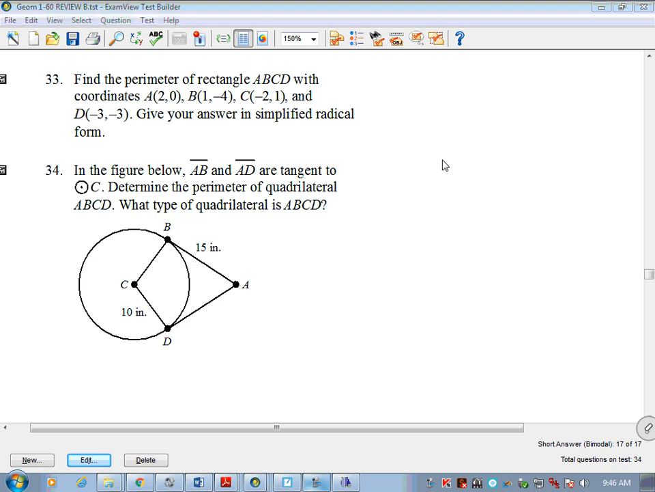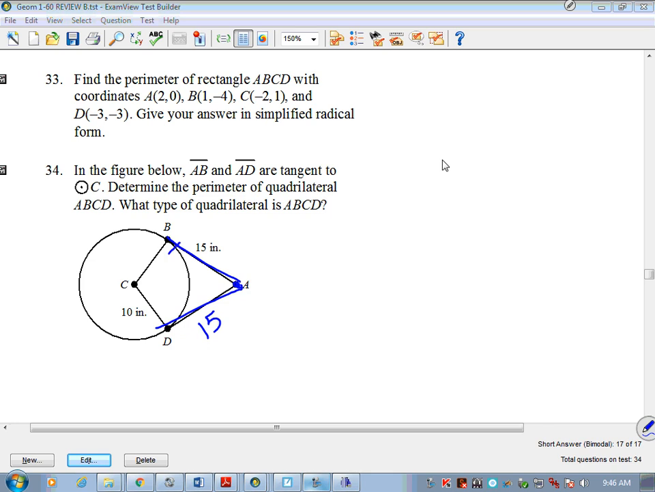34 here says in the figure below, AB and AD are tangent to circle C. Notice that they both come back here, which means I know that AD is 15.